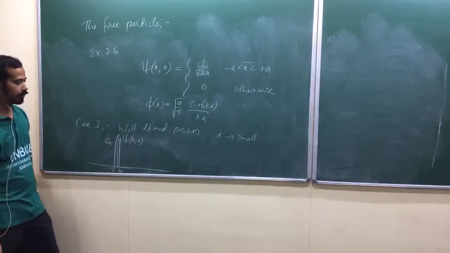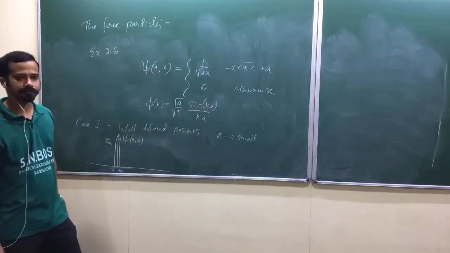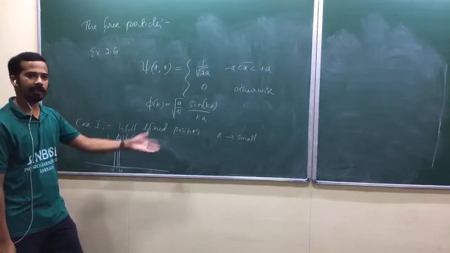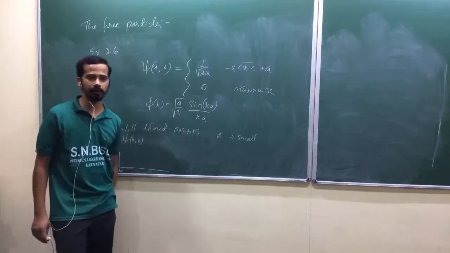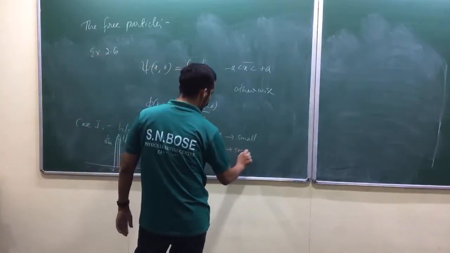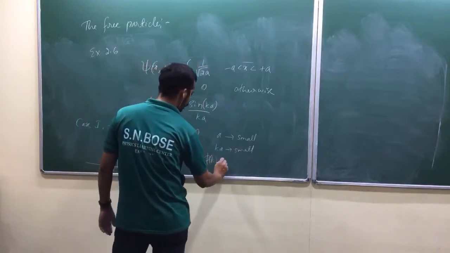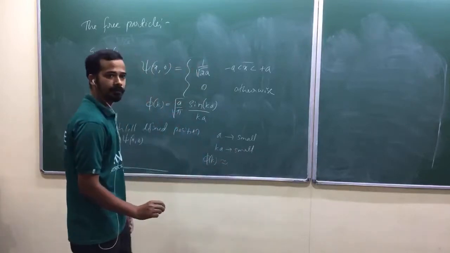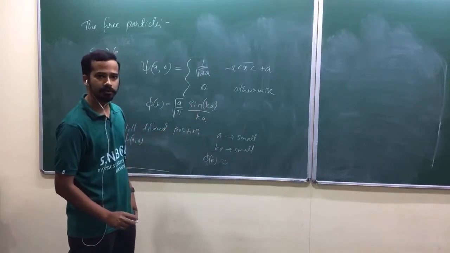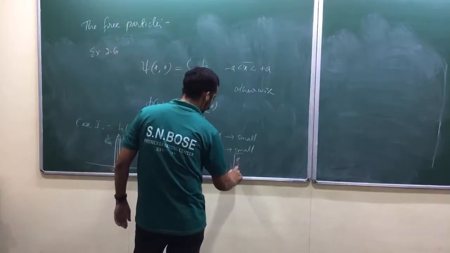Okay. A is small. If you make A small, what would happen to this one? Sin theta by theta when theta is small. If A is small, Ka is small. Then what will happen to phi of K? Nearly equal to sin theta by theta when theta is nearly equal to 0. Then what would happen? 1 by root of A by pi.